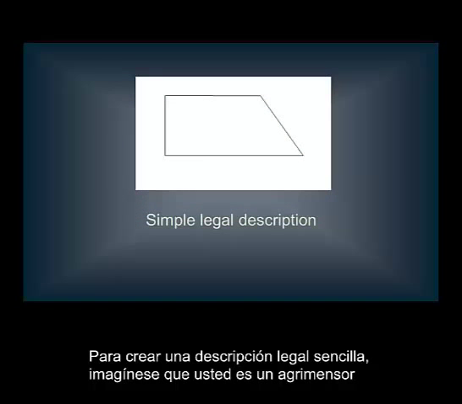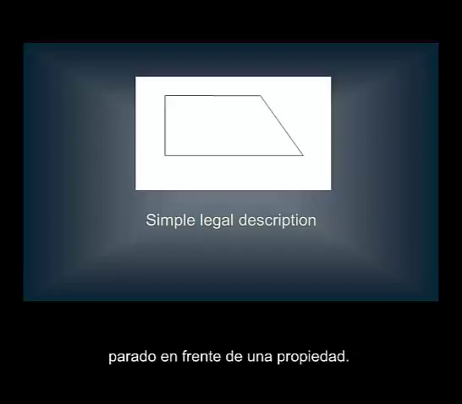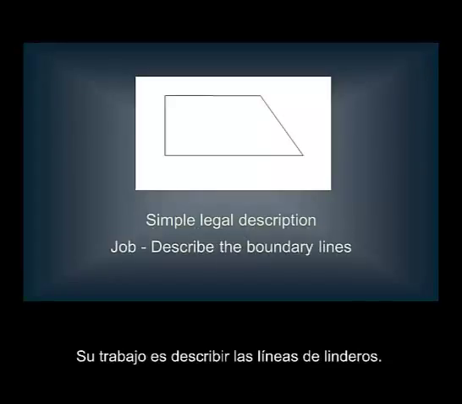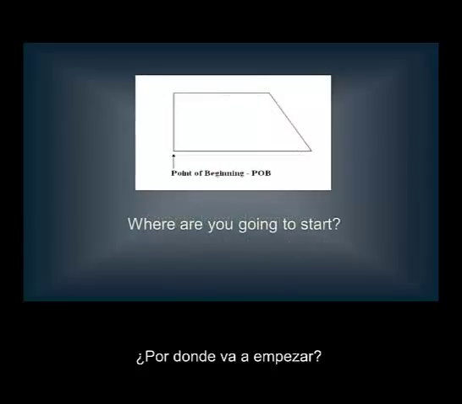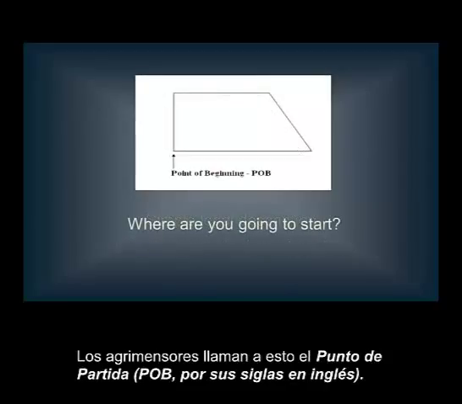To create a simple legal description, imagine you are a surveyor standing in front of this property. Your job is to describe the boundary lines. Where are you going to start? Surveyors call the starting point a point of beginning, or POB.